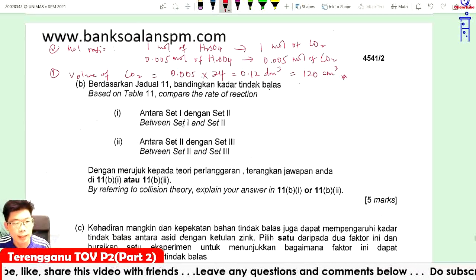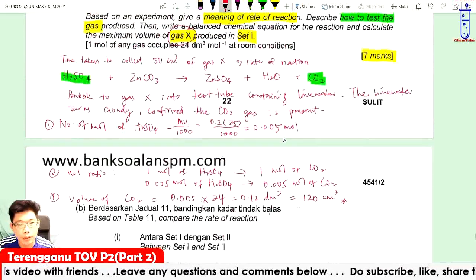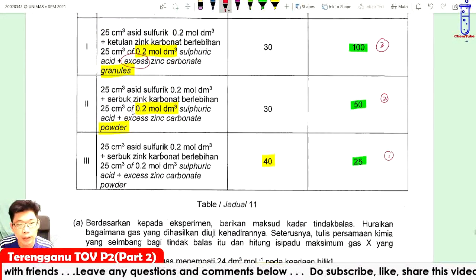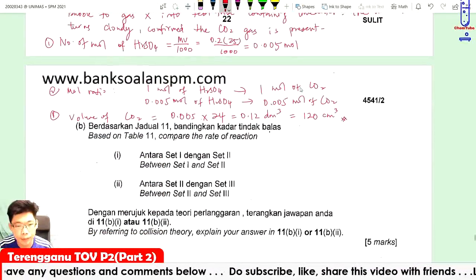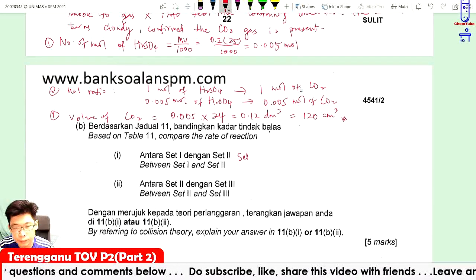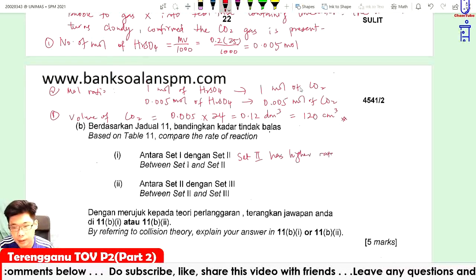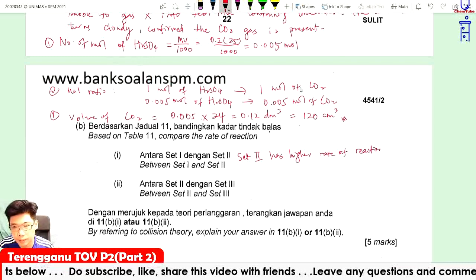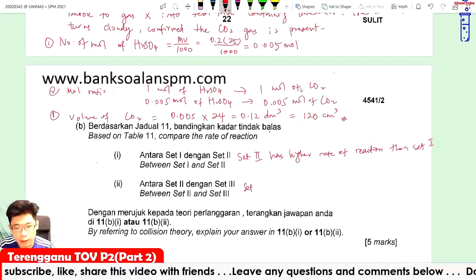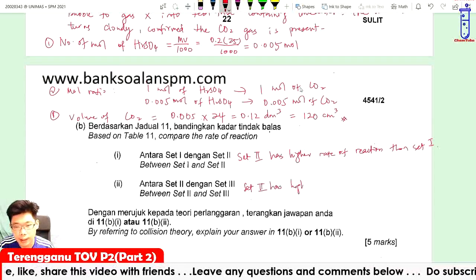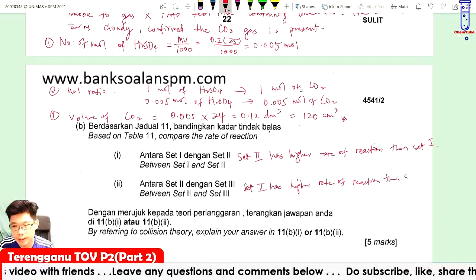Next, based on table 11, compare the rate of reaction. Set 1 and 2, just now we already compared. Set 2 has a higher rate of reaction than set 1. Set 2 and set 3, set 3 has a higher rate of reaction than set 2.